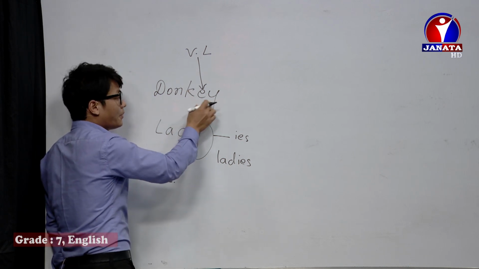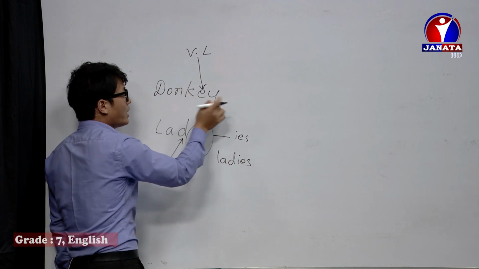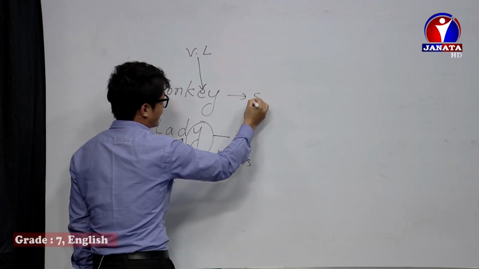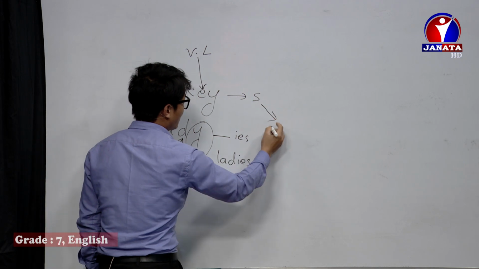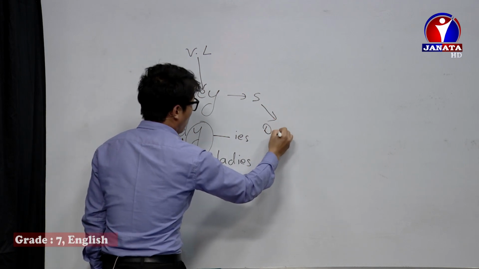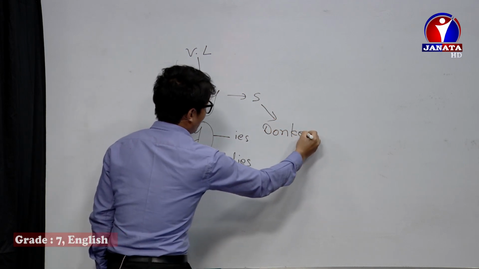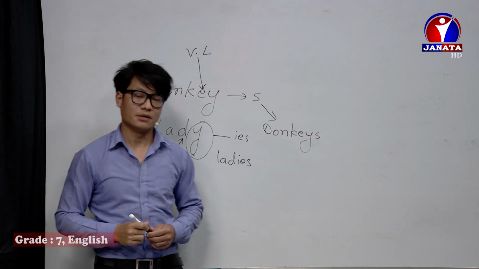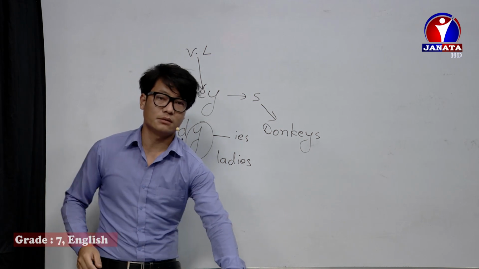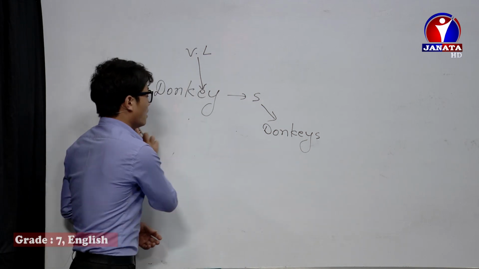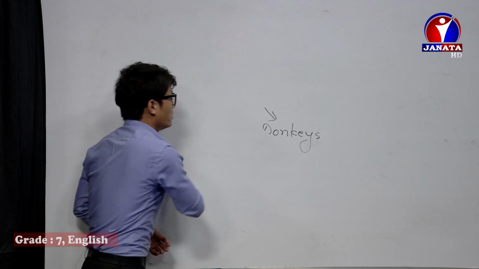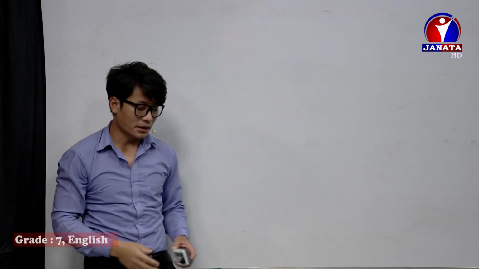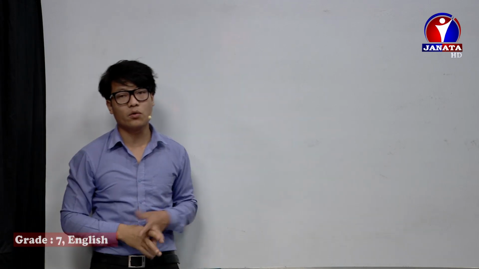But here is an E, a vowel letter, before Y. That's why we are going to add just S, and it becomes D-O-N-K-E-Y-S, donkeys. So this is the difference. Do not get any confusion while changing a singular noun having Y at the end into plural. So I have just shown you how to change.